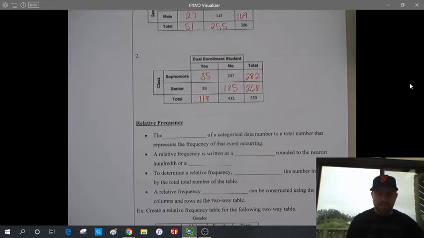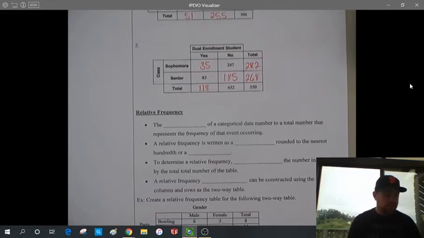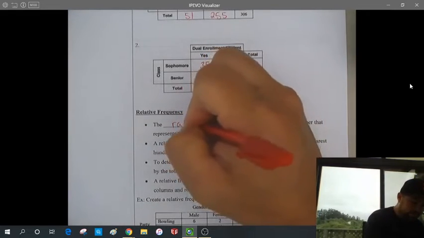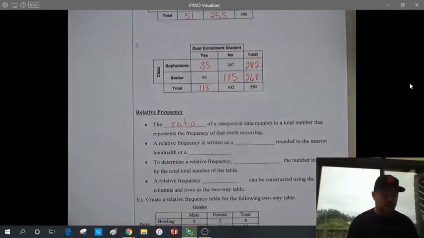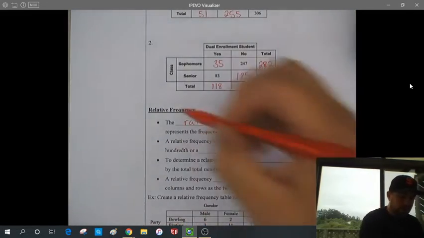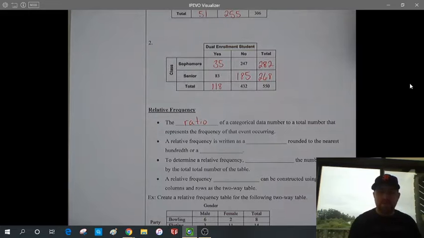So, a relative frequency. It's the ratio of a categorical data number to a total that represents the frequency of the event occurring. Okay, so the idea here is a relative frequency is kind of telling us how frequently that event is occurring from our survey or from our data.